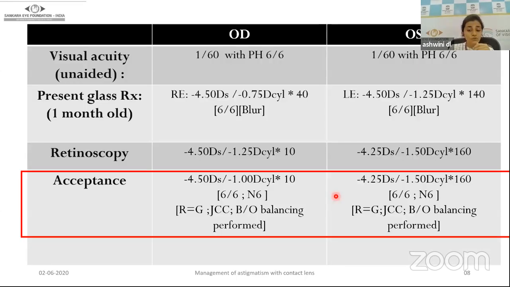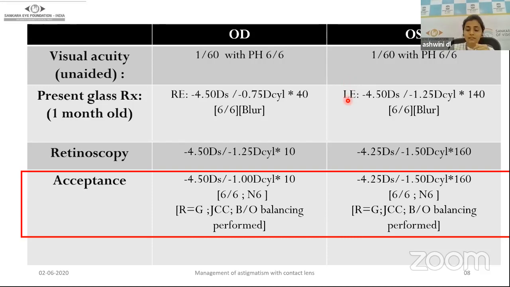Again, when we went for further evaluation, her unaided visual acuity in the right eye was 1/60. With the pinhole vision, there was an improvement up to 6/6. Same in the left eye also. Her present glass prescription was minus 4.5 diopter spherical with minus 0.75 diopter cylinder, axis 40, and the patient was seeing 6/6, but she had blurriness of vision, and she was trying to squeeze her eyes when reading the letters in the chart.